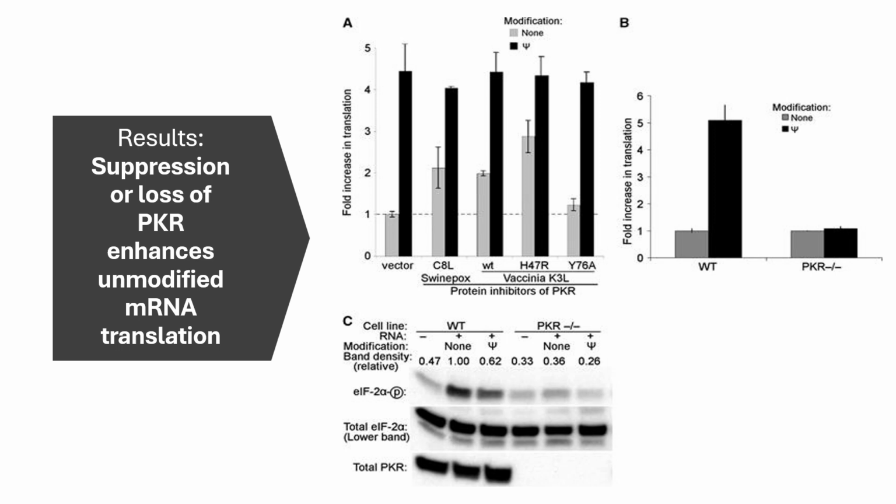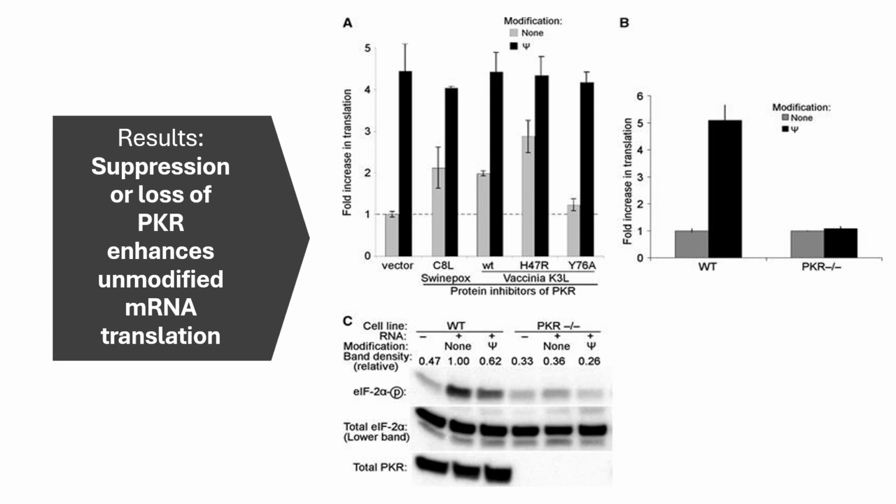Graph B shows the fold increase in translation in wild-type and PKR knockout mouse embryonic fibroblasts transfected with non-modified or pseudouridine-modified mRNAs. There was a greater fold increase in the translation when cells were transfected with pseudouridine. However, in PKR knockout fibroblasts, there was no difference in the translation between unmodified and pseudouridine-modified mRNAs, confirming that translation differences between the mRNAs is due to PKR.